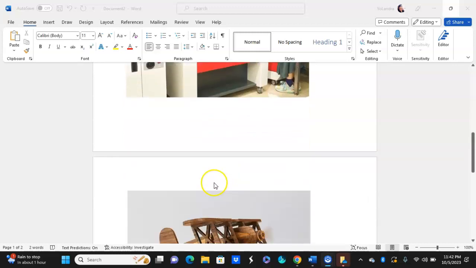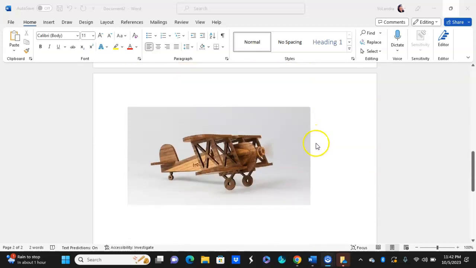Here's an example of a project that they did where they cut out an airplane. There are free laser templates available for colleges and schools to use.